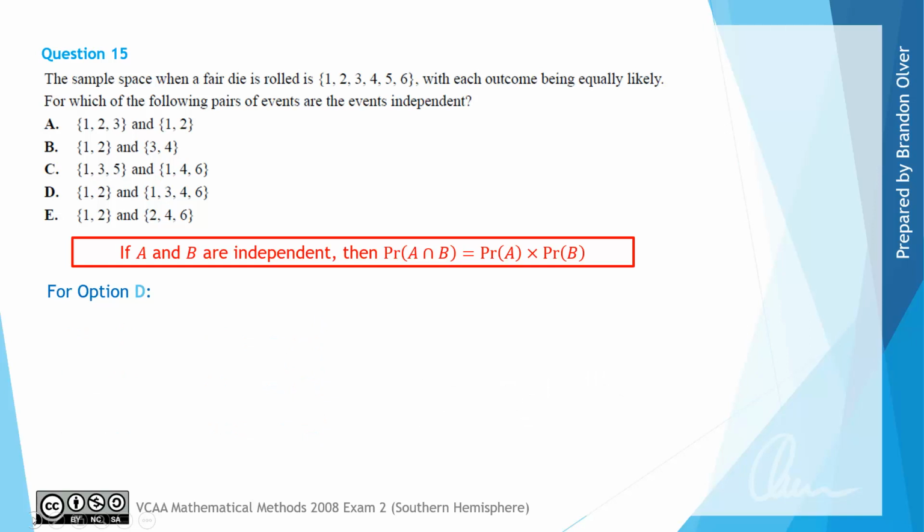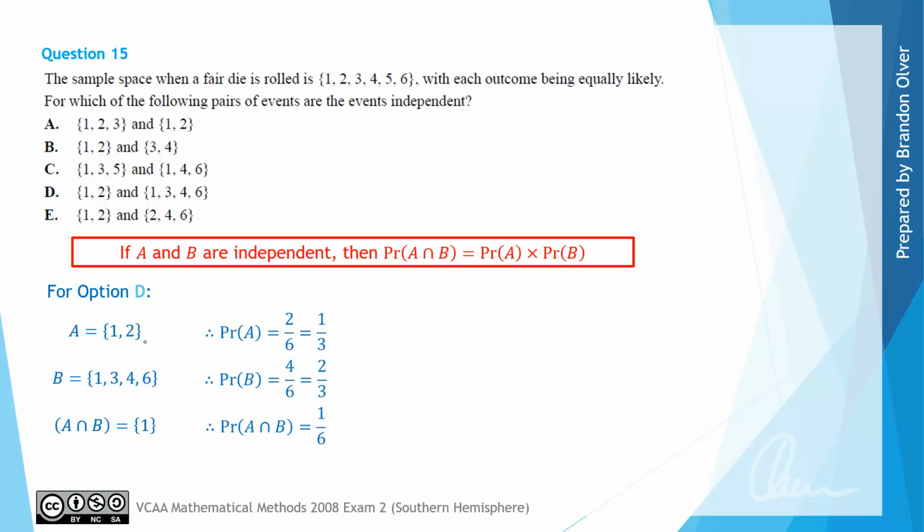For D, we'll do exactly the same thing again. So we're going to have event A is 1, 2, which is the first list that's given in option D. B is 1, 3, 4, 6, which is that second one in D. And then the intersection of those two is just the outcome 1.